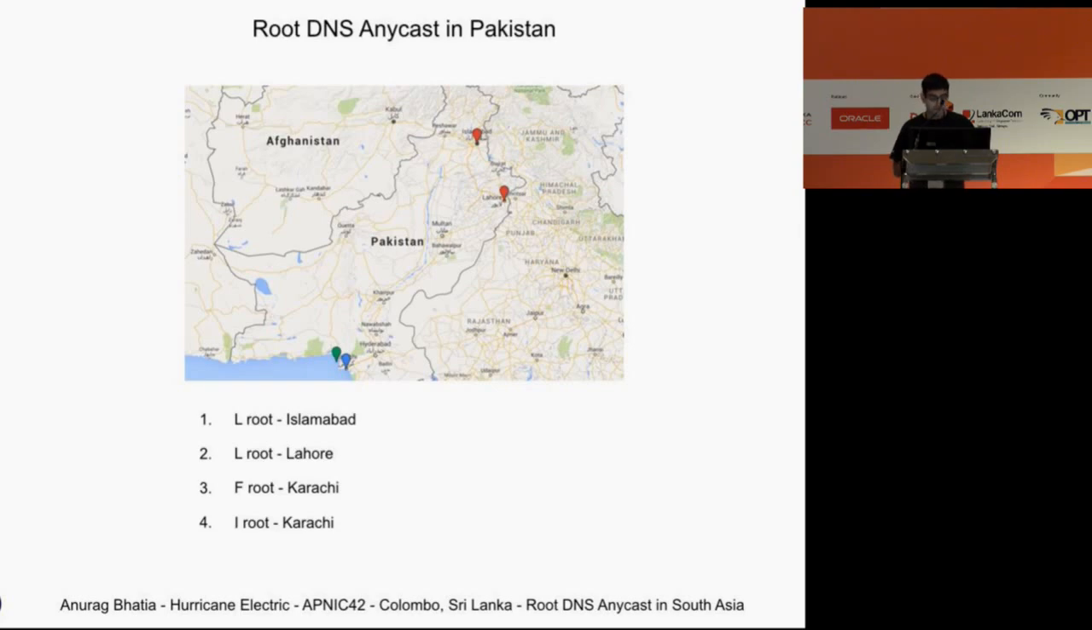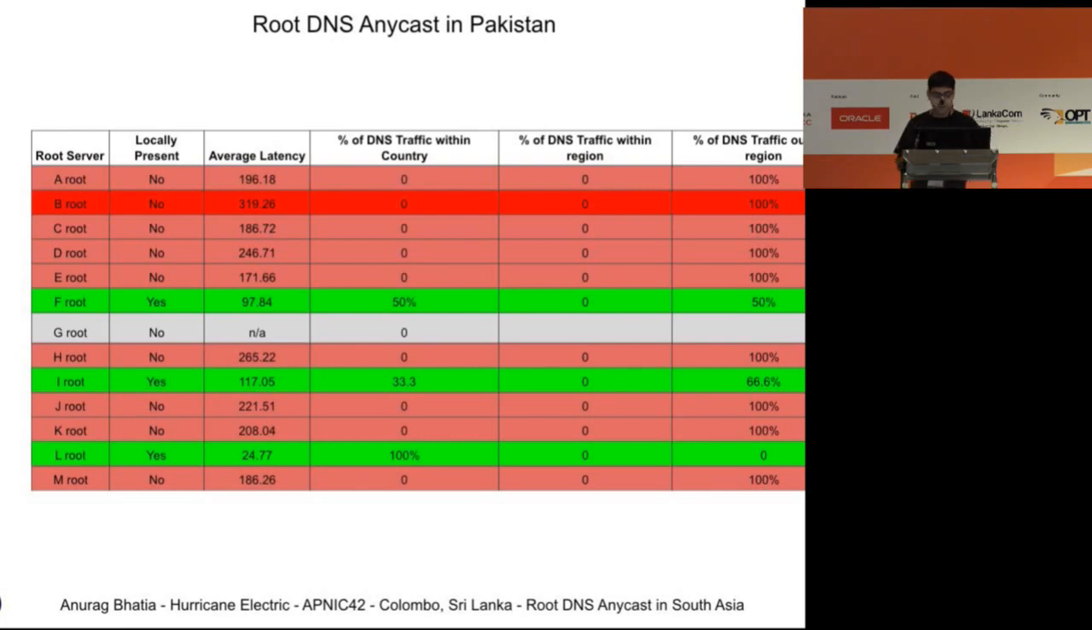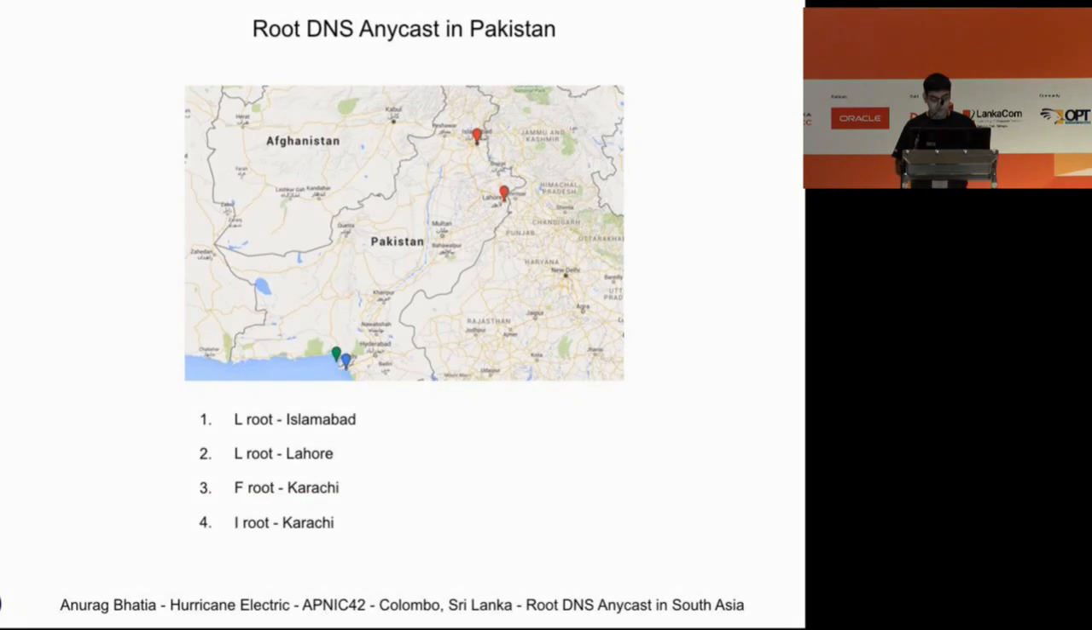Coming to Pakistan, there are around 4 root servers: L-root in Islamabad and Lahore, F-root and I-root in Karachi. And there were around 7 to 8 RIPE Atlas probes, if I remember correctly, from which we triggered the traces and data. In this case, we can clearly see out of those 4, 3 did show, with the overlap of the L-root.